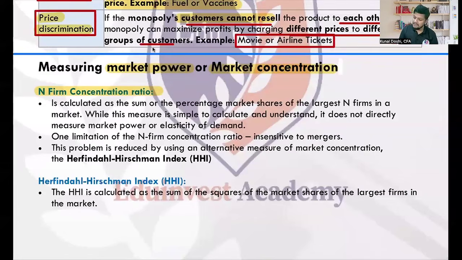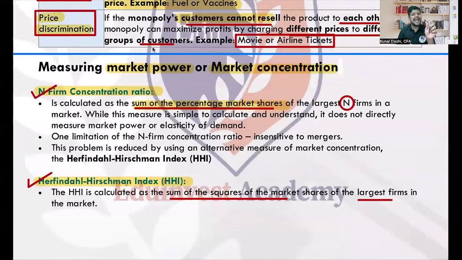So there are two ratios: N-firm concentration and Herfindahl-Hirschman. First of all, N-firm concentration is the sum of the percentage of market share of the top N firms. N can be top 3, top 4, or top 5. So the N-firm concentration ratio is the sum of the percentage market share of, let's say, the top 4 firms. Herfindahl-Hirschman, on the other hand, is the sum of squares of the market share of the top 4 or top 5 firms. What is the difference? N-firm is simply adding the market share percentage.